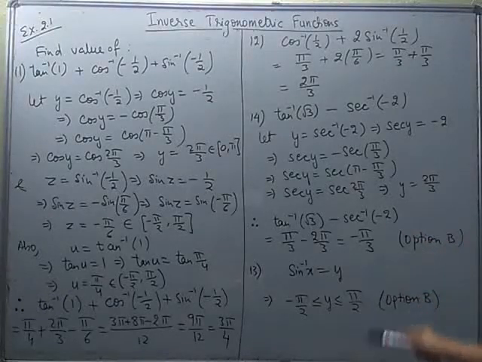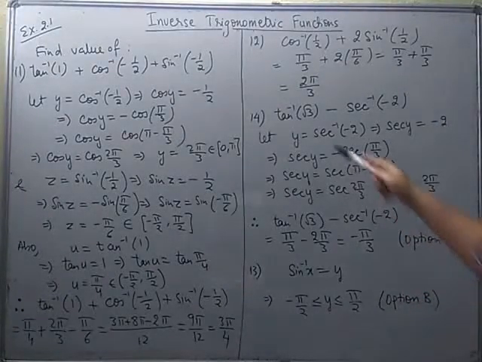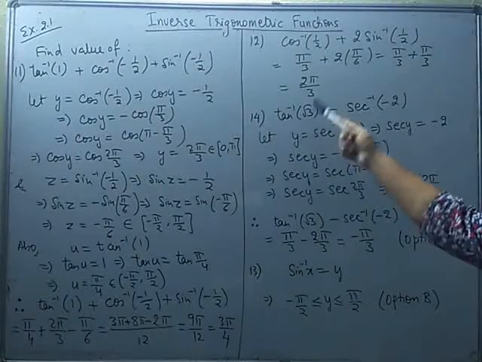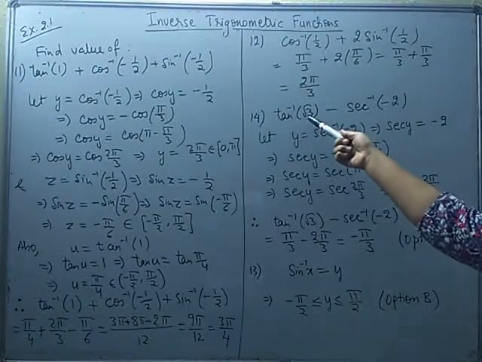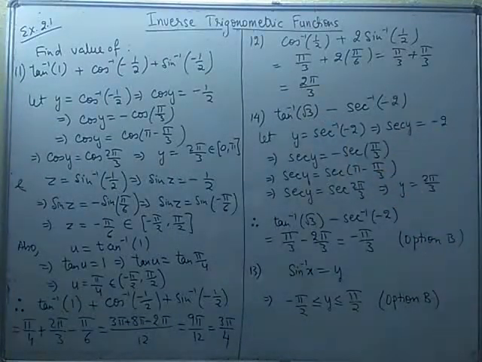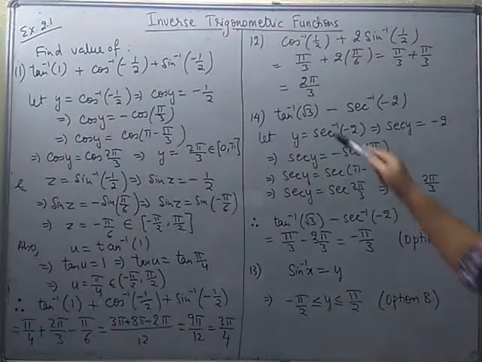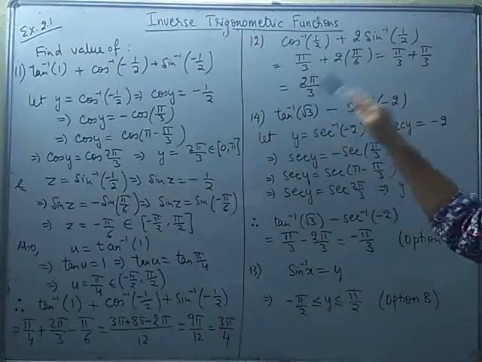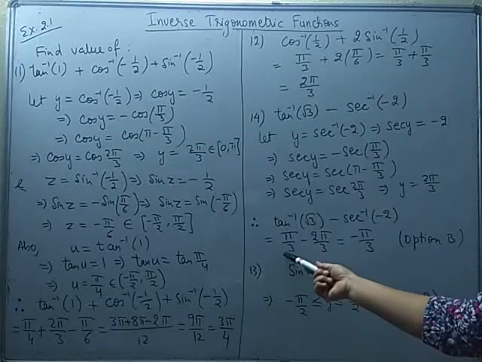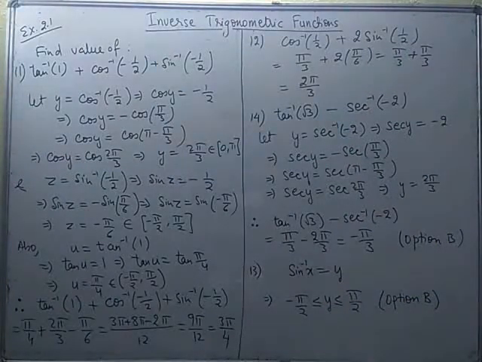Then the 14th and 13th are MCQ type. This one you will be able to write directly because we don't have a minus sign here. The tan function is root 3 at 60 degrees, or at pi by 3. So corresponding to tan inverse root 3, the required angle in the principal value branch will be pi by 3.